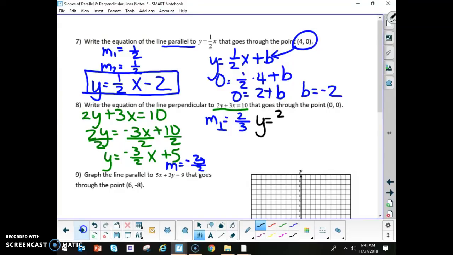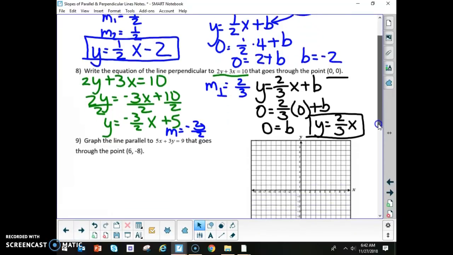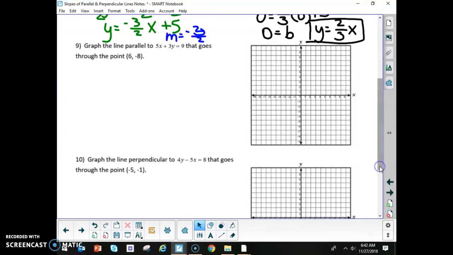So now my new equation, y is equal to 2/3 x plus b, and it's going through the origin. So 0 is equal to 2/3 times 0 plus b. 0 equals b. So my new equation is y equals 2/3 x. And that is the line that is perpendicular. If you need to prove that to yourself, you can go ahead and graph them. Number 9 I'm going to leave to you.